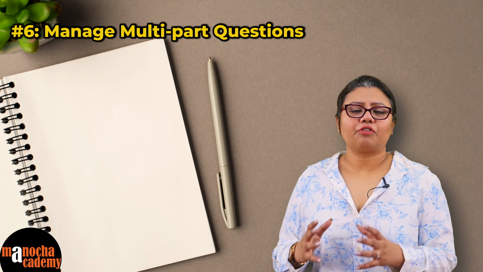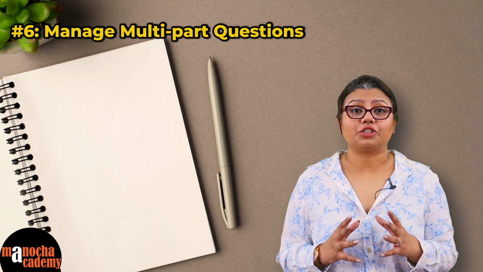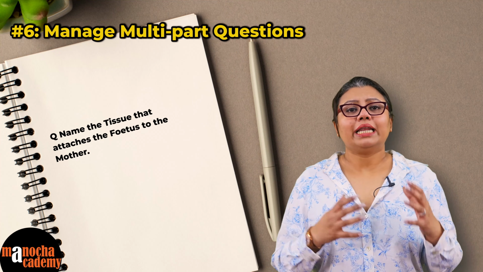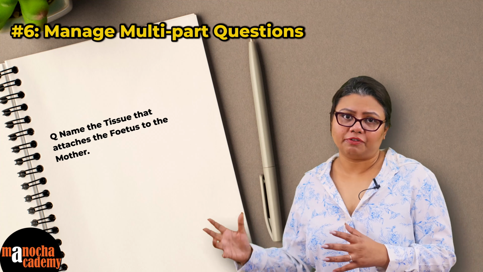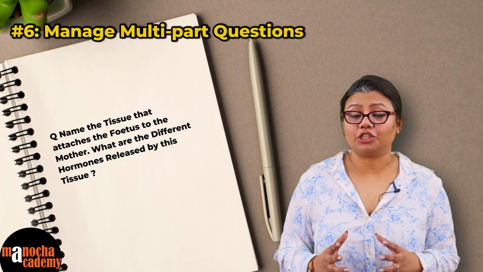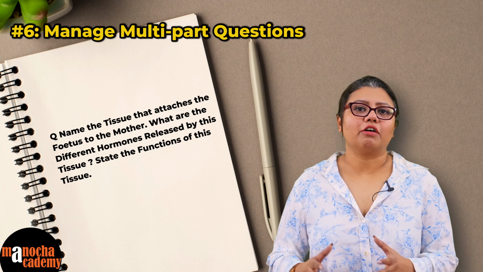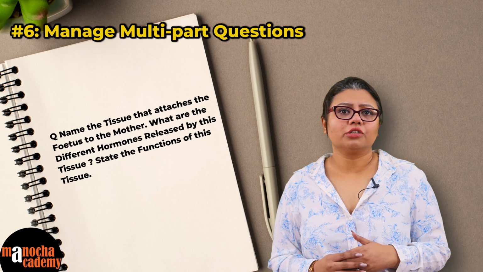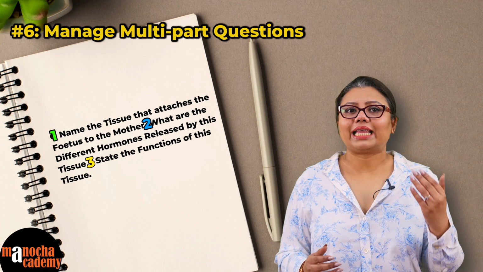Tip number 6. While writing 2 mark, 3 mark or 4 mark questions, if a question has part questions, let's say one question asks for, name the tissue that attaches the fetus to the mother. What are the different hormones released by this tissue? State the functions of this tissue. So there are 3 parts to this question, but they are not marked as A, B and C.